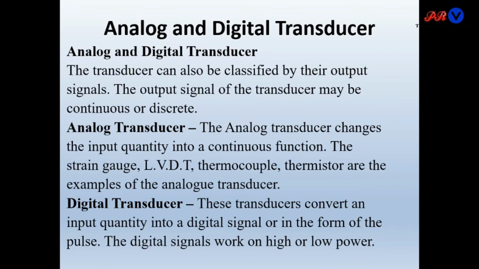The third type of classification is analog and digital transducers. Analog and digital transducers are classified according to the output signal obtained from the transducers. Analog transducers change the input quantity into a continuous function. The strain gauge, LVDT, thermocouple and thermistor are examples of analog transducers, while digital transducers convert the input quantity into a digital signal or in the form of pulses, which have high and low values.